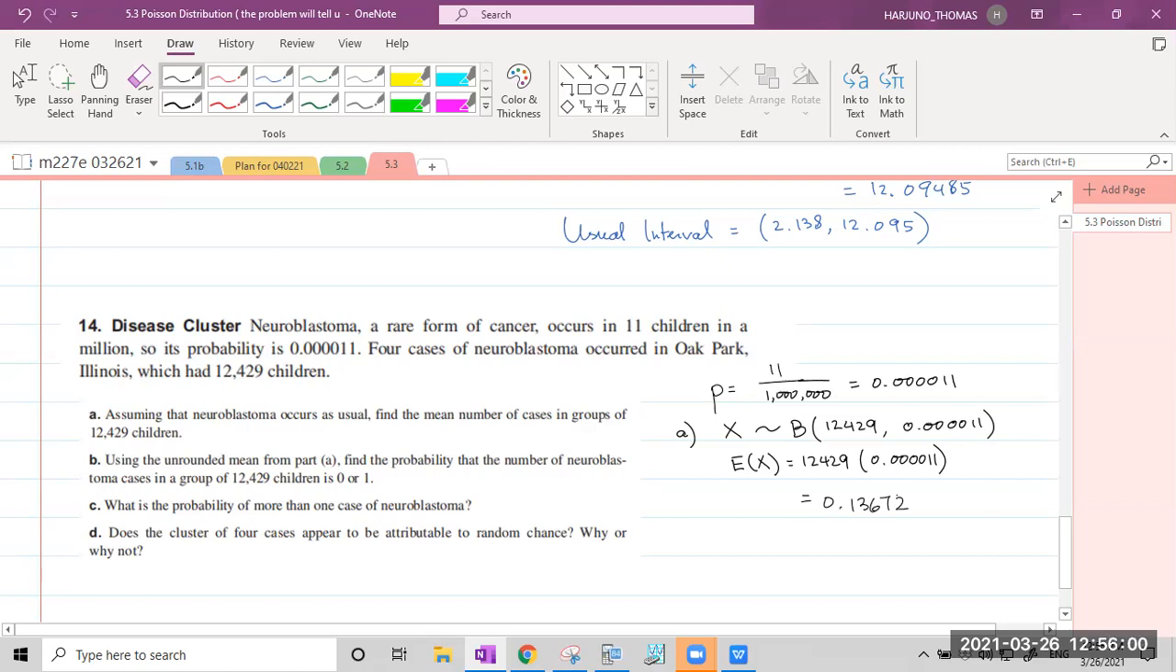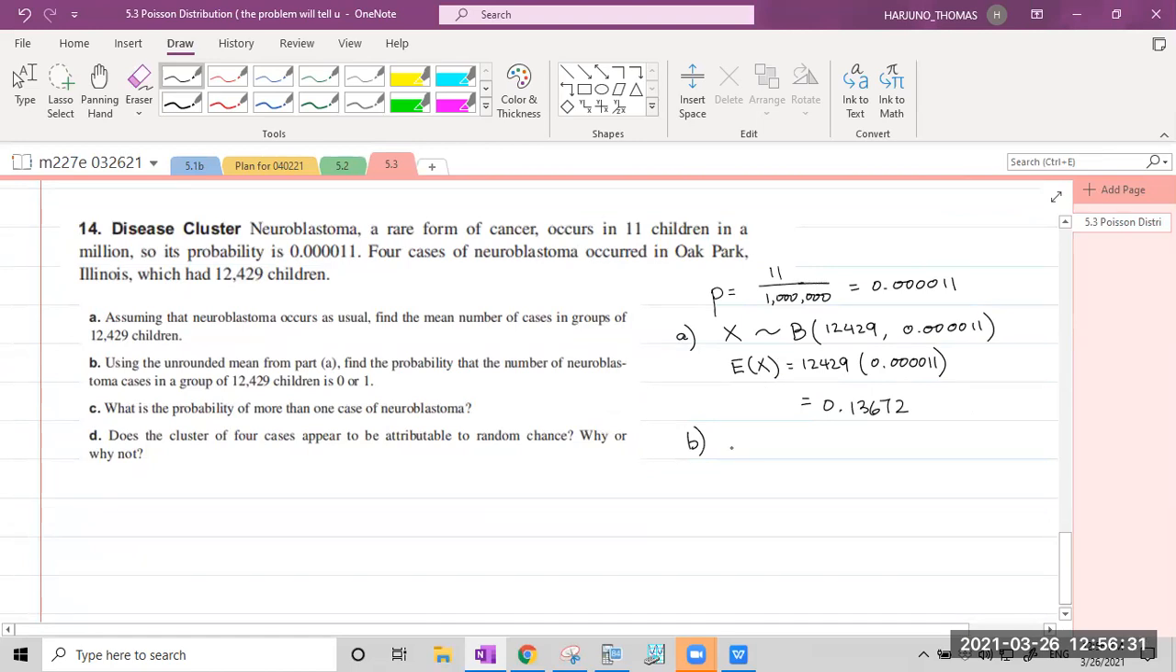Now, using the unrounded mean from part A, find the probability that the number of neuroblastoma cases in a group of this size is 0 or 1. I will use the binomial distribution to do this. The probability that X equals 0 or 1 is basically the probability of X at most 1. That is the probability that we have at most 1 case of neuroblastoma among these 12,429 children. That will be Binomial Cdf.